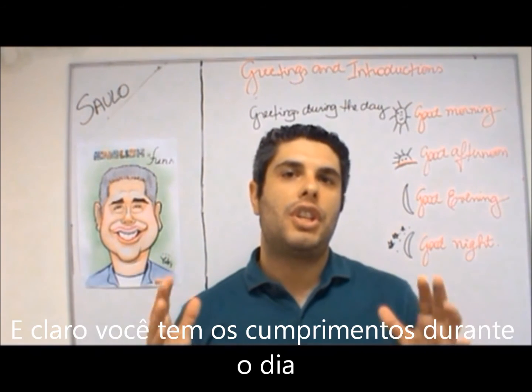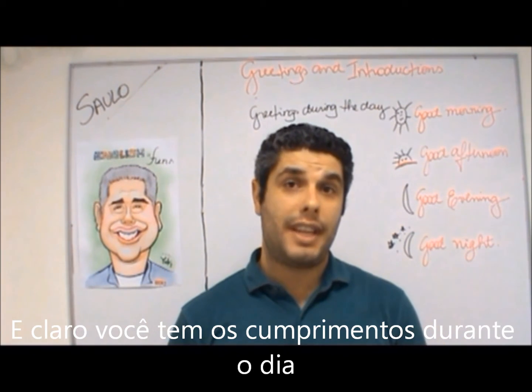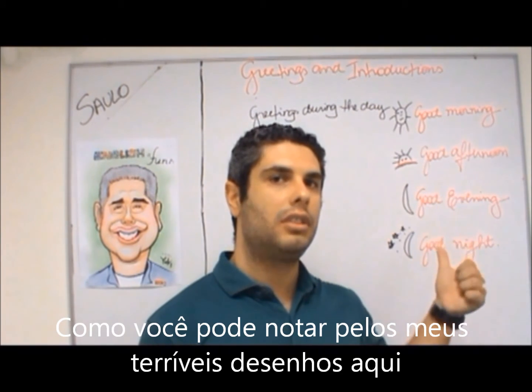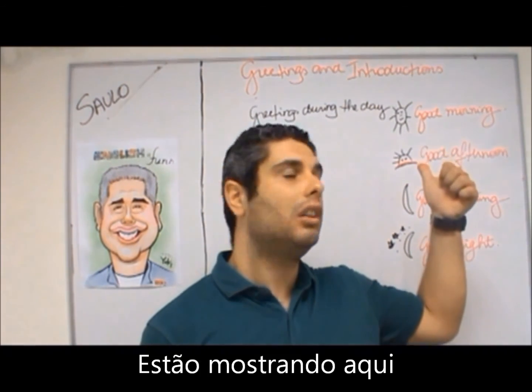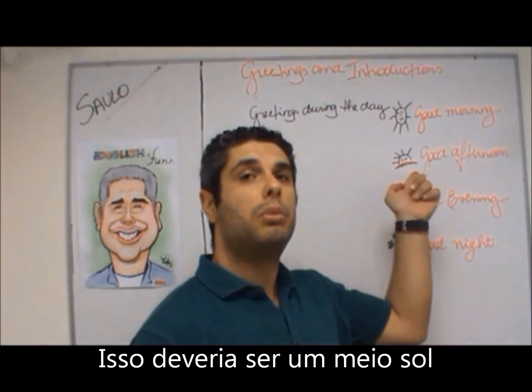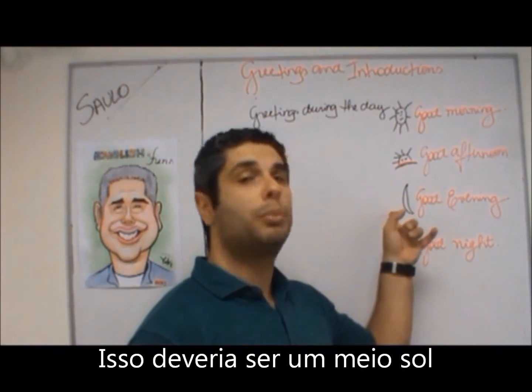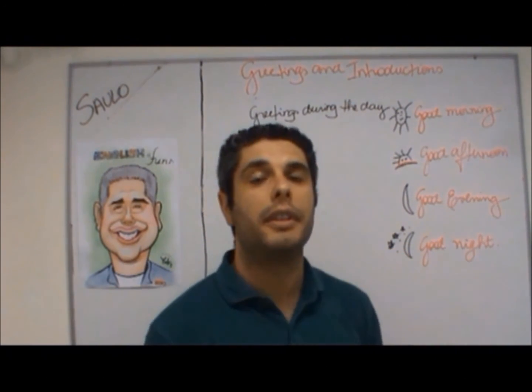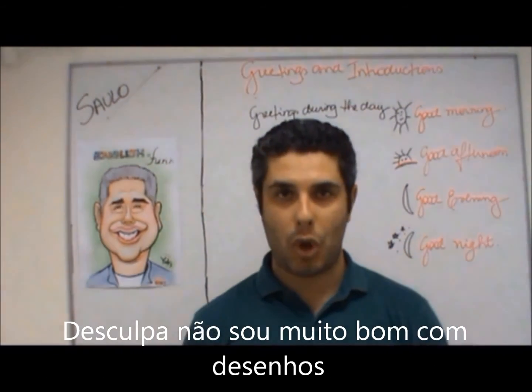And of course, you have the greetings during the day. As my Dodge drawing is showing here, we have the sun. This is supposed to be a sun. This is supposed to be half sun. This is supposed to be a moon, and this as well. Sorry, I'm not very good at drawing.